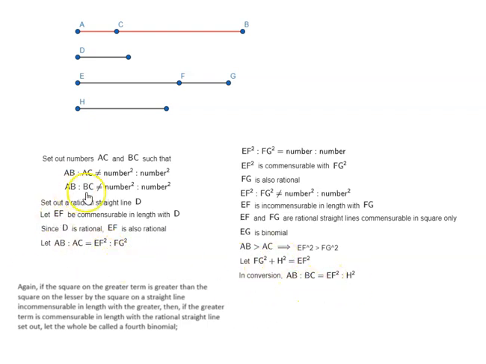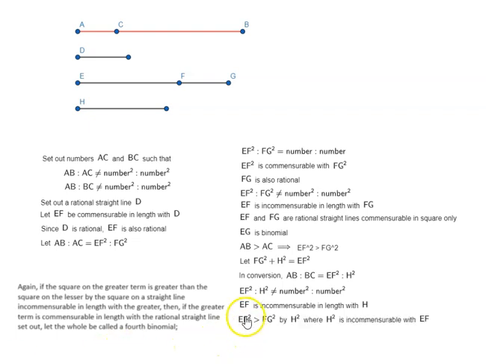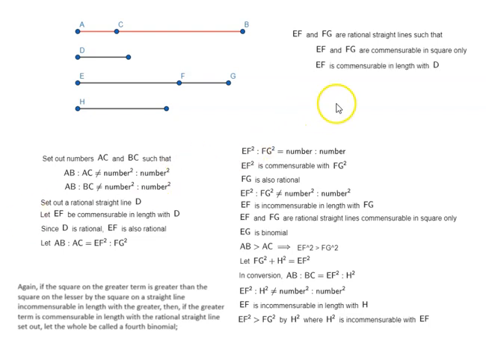Again, AB is to BC does not have a number square is to number square ratio, which means EF square is to H square also does not have a number square is to number square ratio, which means EF is incommensurable in length with H. We can write this in a slightly different way by saying EF square is greater than FG square by H square, where H is incommensurable with EF. So what have we achieved? We have EF and FG are rational straight lines commensurable in square only. EF is commensurable in length with D. So that means EG, which is the sum of EF and FG, is a fourth binomial straight line.